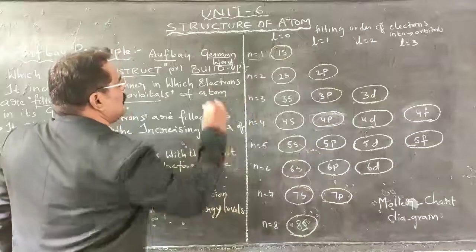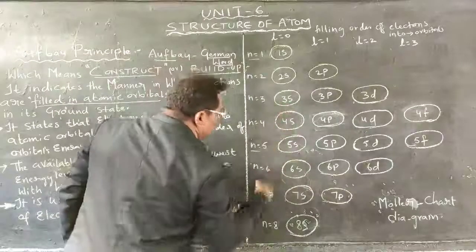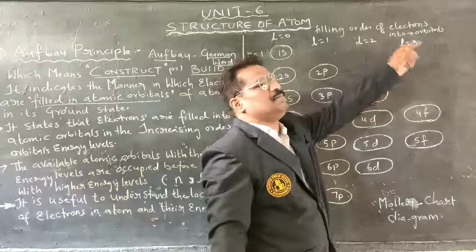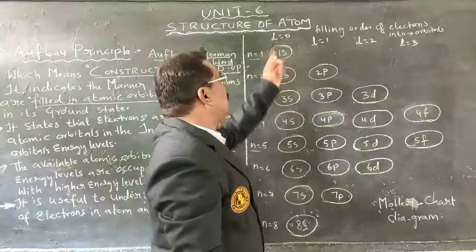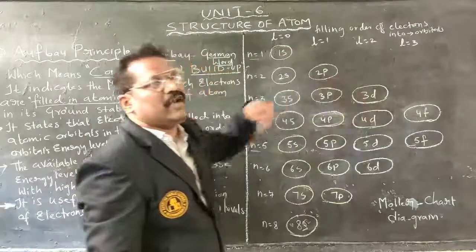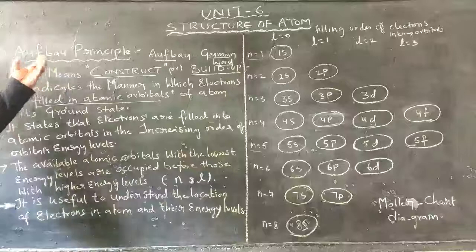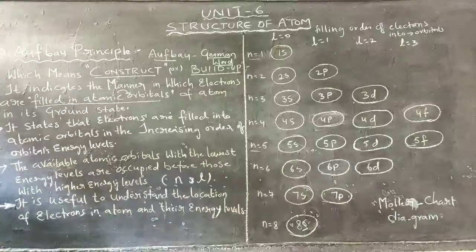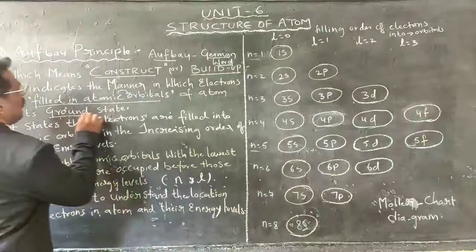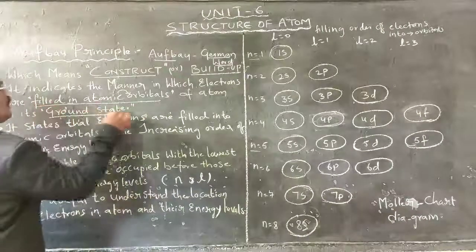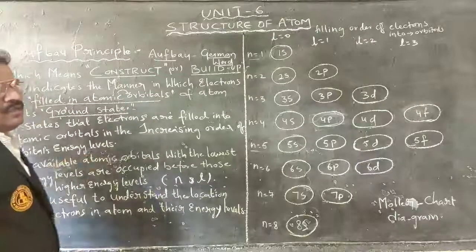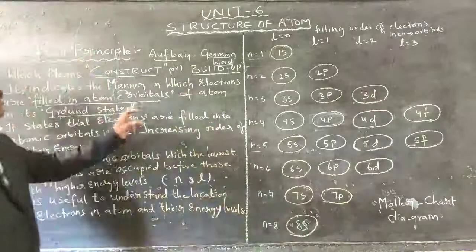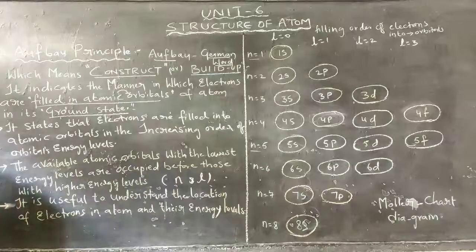Atomic orbitals can exist depending upon the number of shells. Here n represents the main shells, and l represents the subshells. In these main shells as well as subshells, how will electrons be filled up? It indicates the manner in which electrons fill into atomic orbitals of an atom in the ground state. Orbitals are existing in the ground state. That particular point we have to keep in our mind.